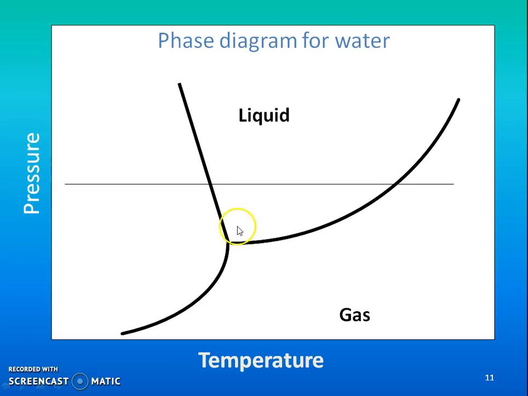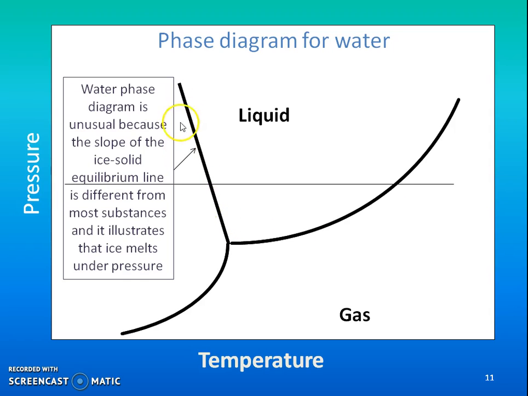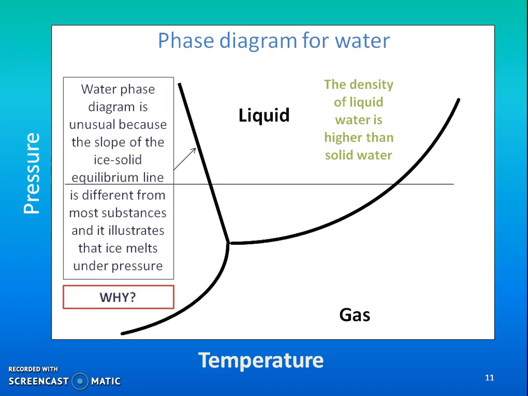Another thing to think about is water. Water is very unique. The water phase diagram is unusual because the slope of the ice-solid equilibrium line is different from most substances, and it illustrates that ice melts under pressure. Why does it do this? Because of density. The density of liquid water is higher than solid water. You know that most of the time your solid substances will sink to the bottom of their liquid form. However, for water, ice floats. Ice, the solid form, is less dense than its liquid form.